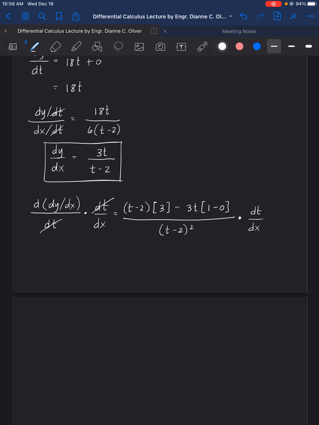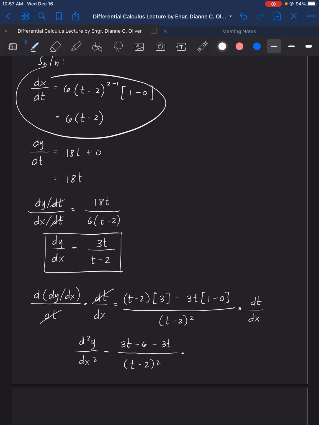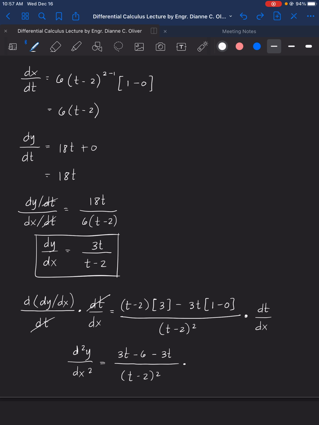Cancel out dt. What's left will be d squared y over dx squared. So that is equal to, so distribute this. That is 3t minus 6 minus 3t all over t minus 2 squared multiplied with the value for dt over dx, which is 6 times t minus 2. So let's reciprocate that one. We have there 1 over 6 t minus 2.